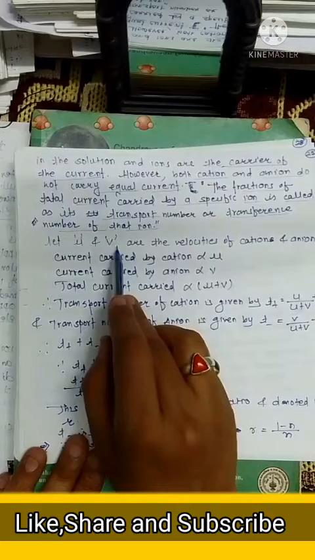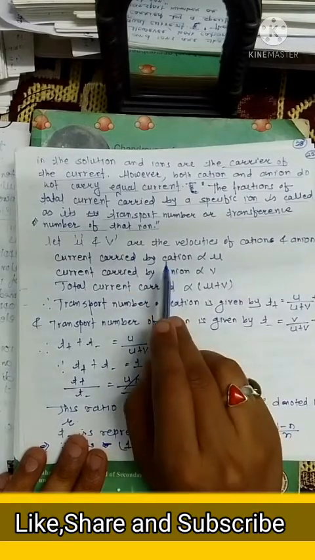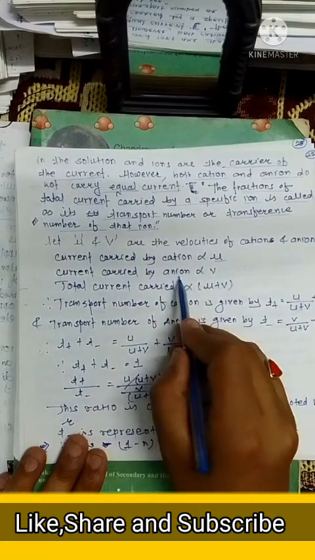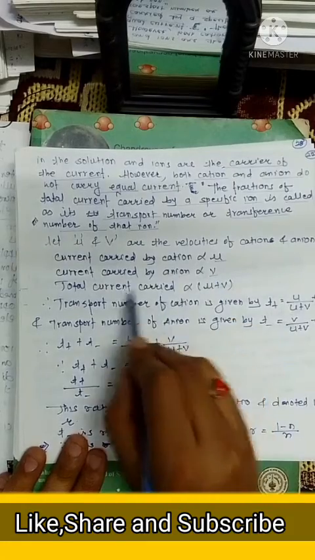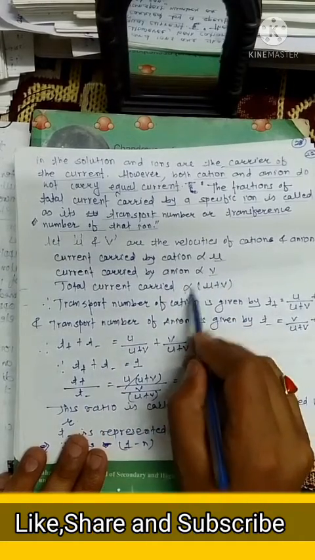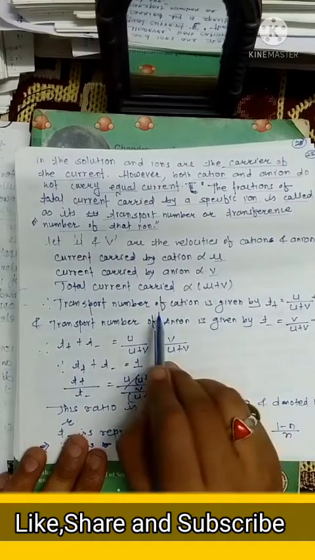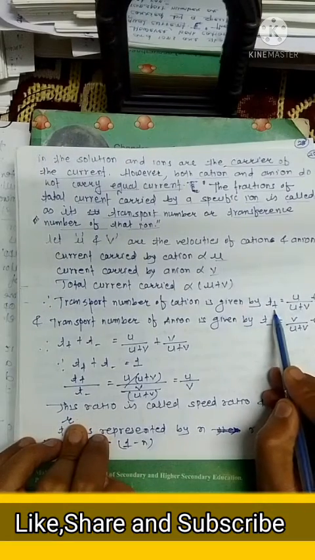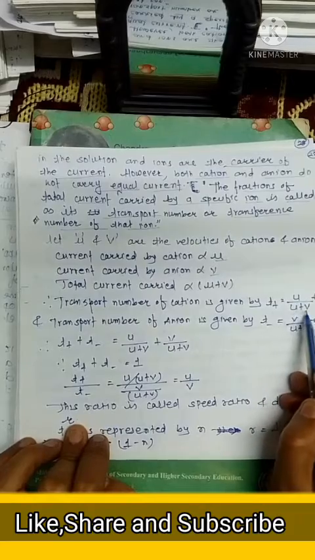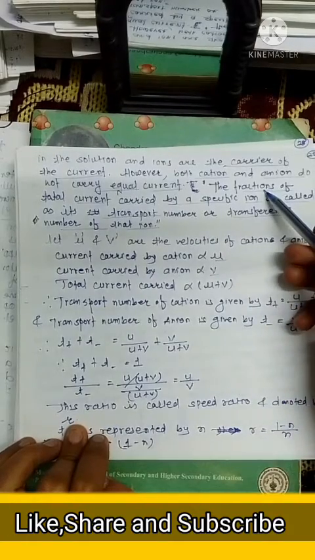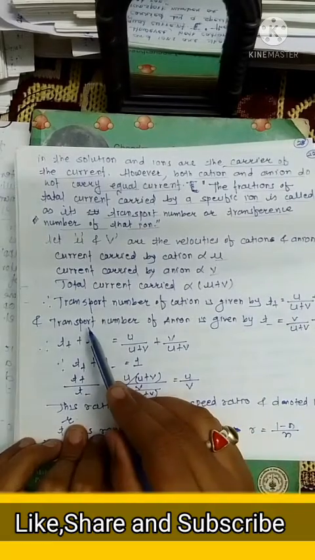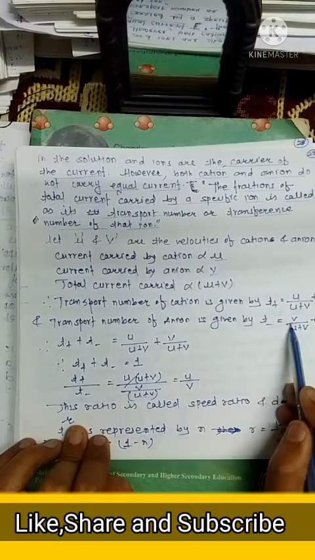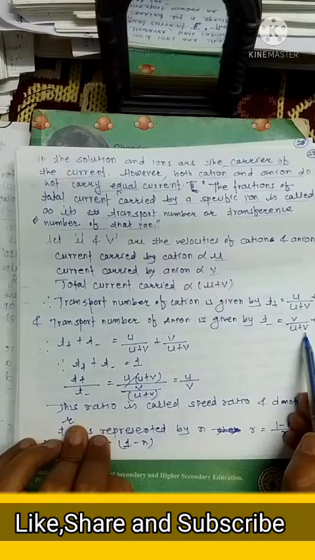Let U and V be the velocity of cation and anion. So current carried by cation is directly proportional to U. Current carried by anion is directly proportional to V. So total current carried by anion and cation is directly proportional to the sum U plus V. The transport number of cation is given by the formula T+ = U/(U+V), because this formula is generated from this definition. Similarly, the transport number of anion is given by T- = V/(U+V), where U plus V is the total current.